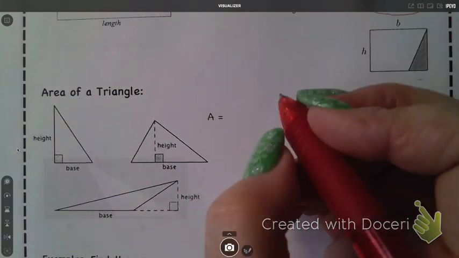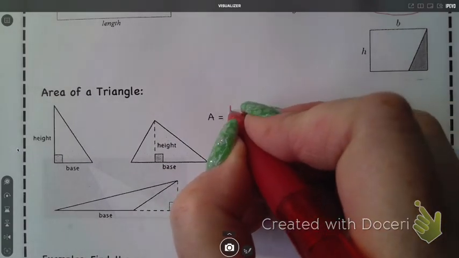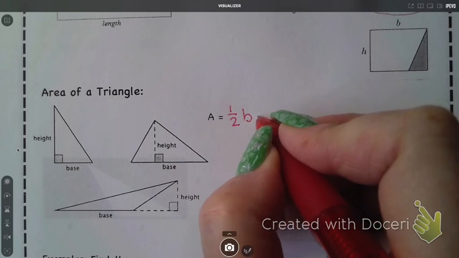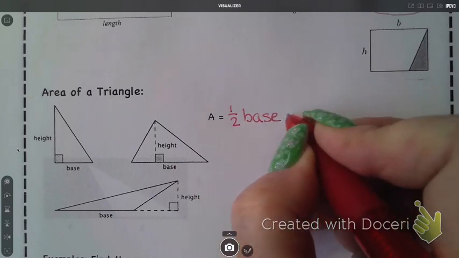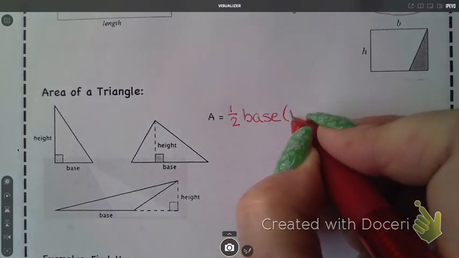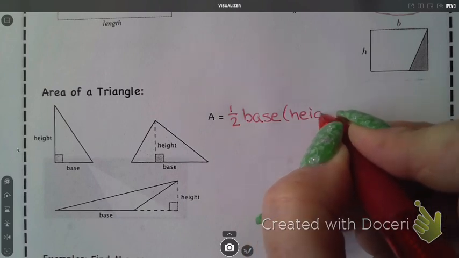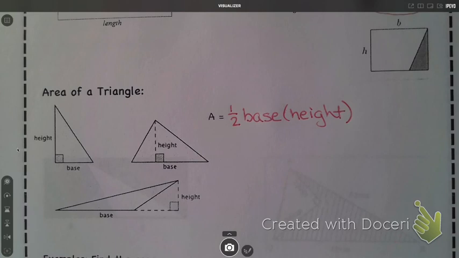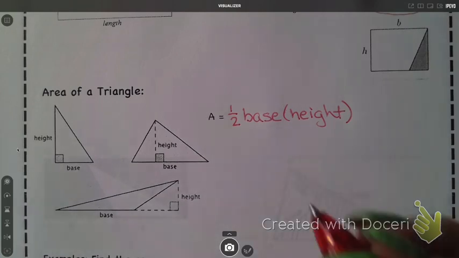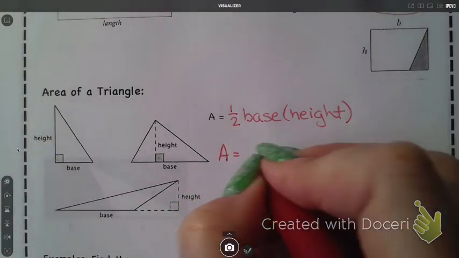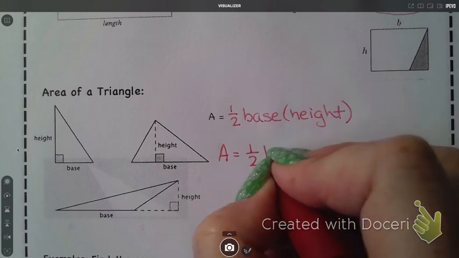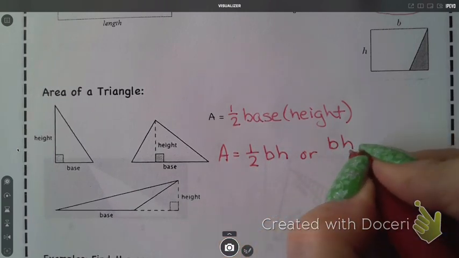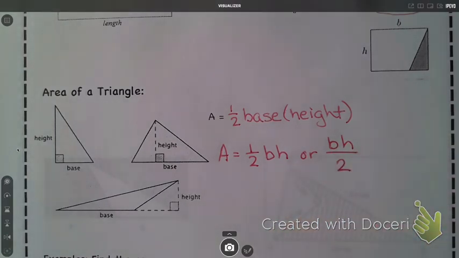What is the area of a triangle? Base times height divided by 2, or I always say 1/2 base times height. Is it the same thing? Yep. Because I can divide something by 2 before I multiply it and make my math easier, can't I? Or I can just put 1/2 BH, or you could put BH divided by 2.